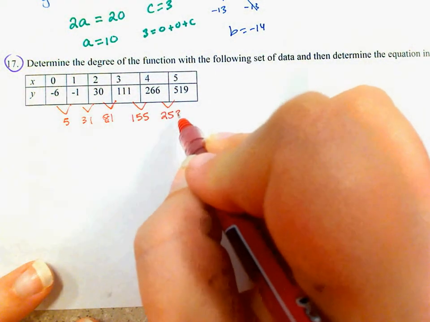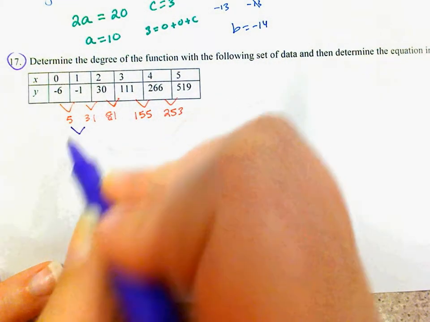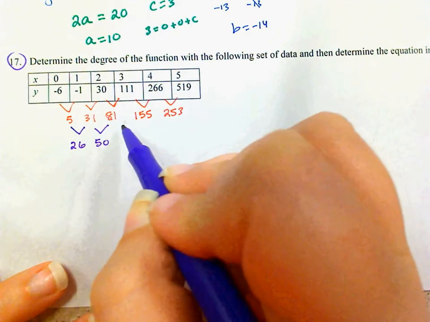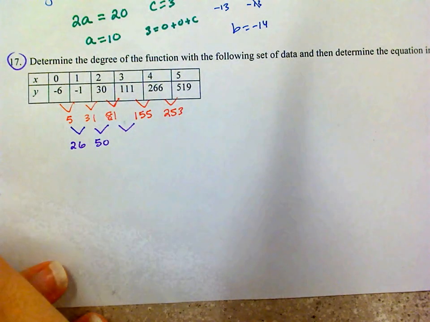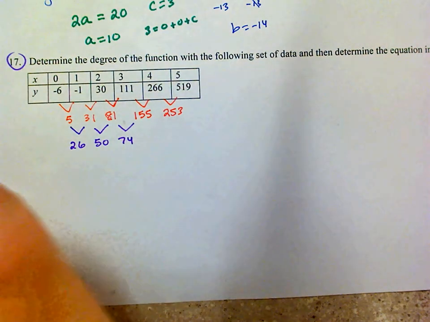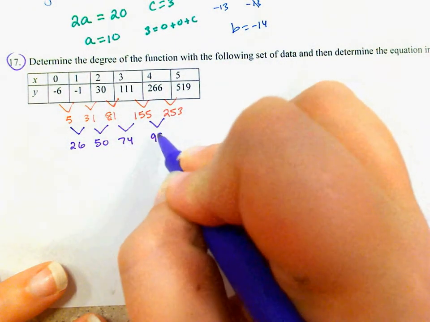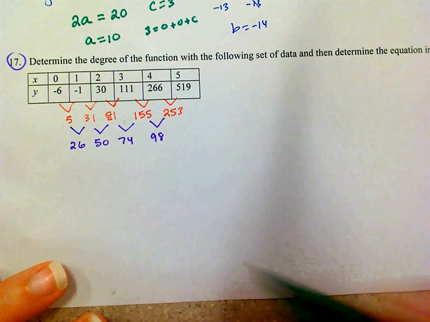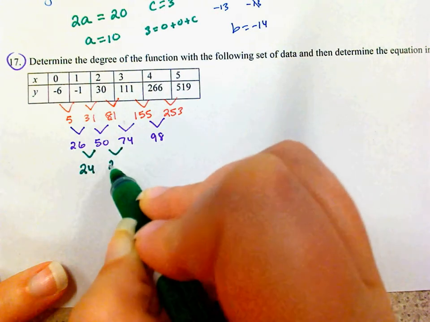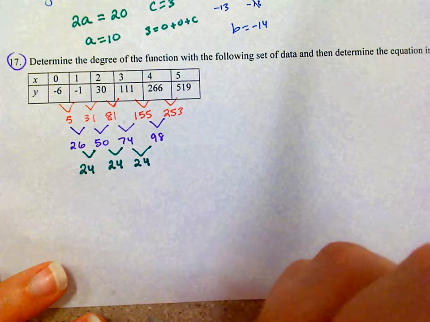31 minus 5 is 26. 81 minus 31 is 50. 155 minus 81 is 74. 253 minus 155 is 98. Okay. If I subtract again, 50 minus 26 is 24. 74 minus 50 is 24. 98 minus 74 is 24. Okay. So that took 1, 2, 3 differences, which means it is a cubic polynomial again.